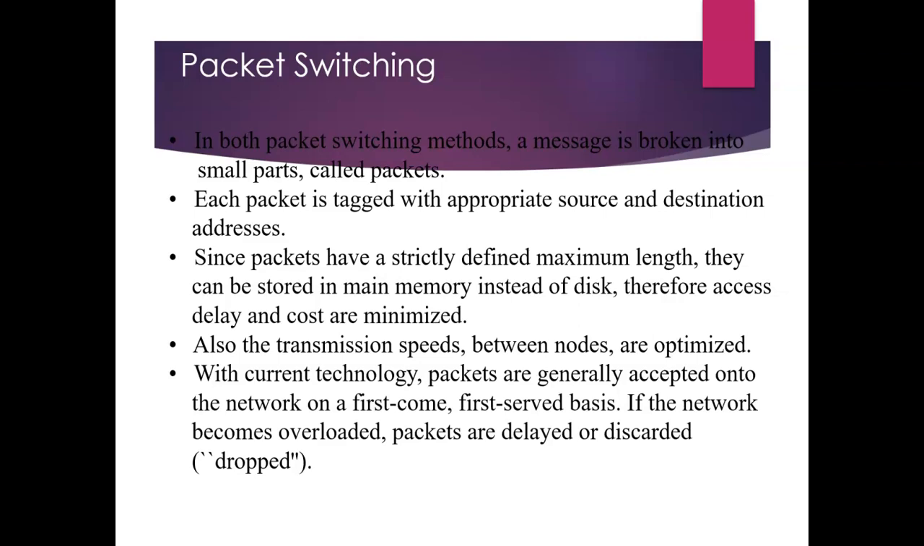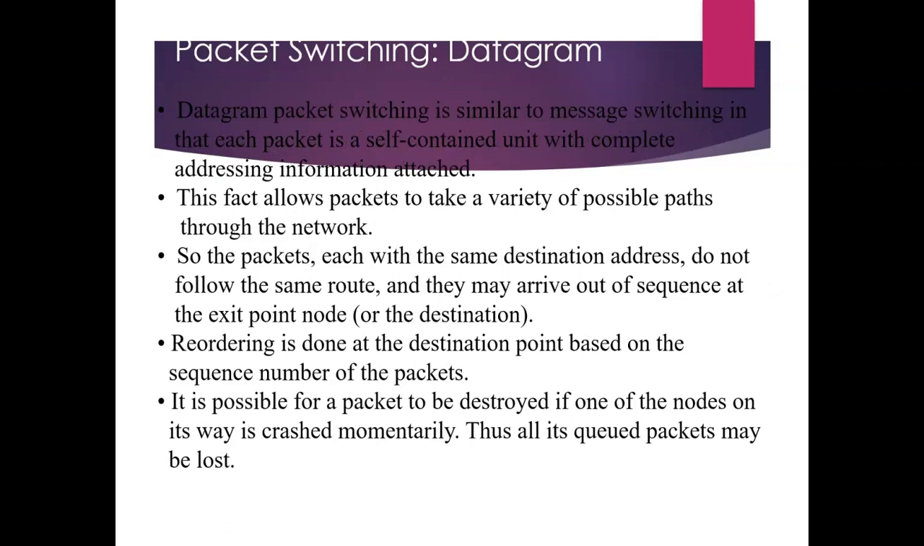In this technology, the packets are generally accepted onto the network on a first come first served basis. If the network becomes overloaded, automatically the packets will be delayed or dropped. The datagram switching is also the same as message switching. Each packet will have its own addressing information and will take different paths to reach the network. Each has the same destination address but does not follow the same route. They may arrive out of sequence, and finally they will be arranged in order and then reach the destination.